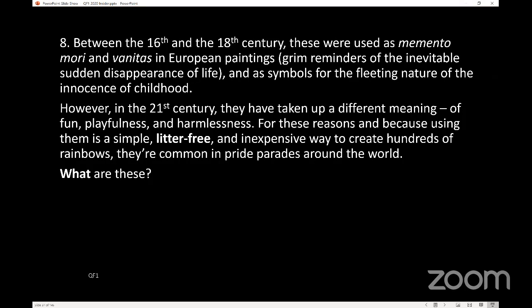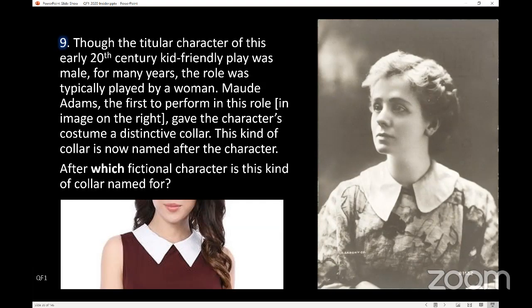All right. This seems to be no question, so moving to question nine. Though the titular character of this early 20th century kid-friendly play was male, for many years the role was typically played by a woman. Maud Adams, the first to perform in this role, whom you see in the image on the right, in character in fact, gave the character's costume a distinctive collar. This kind of collar is now named after the character Maud Adams played. So after which fictional character is this collar named for?